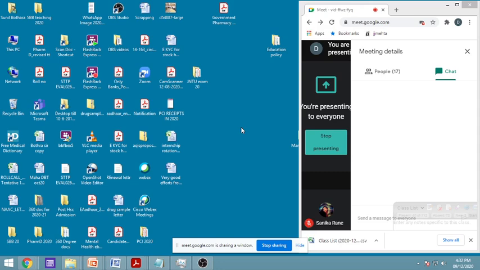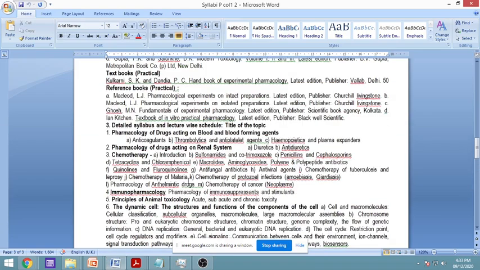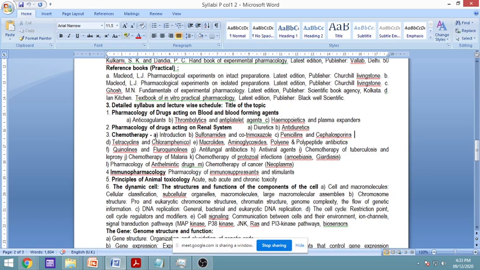After that we'll go for your topic. As I told you, compare with the syllabus, chemotherapy of various drugs. Let me go through it once fast so that I can tell you what the situation is. What we have studied from chemotherapy: we have studied the introduction, that is the basic principles of chemotherapy. We have studied sulfonamides and cotrimoxazole. We have studied penicillins and cephalosporins, tetracycline, chloramphenicol, macrolides, aminoglycosides, polyene and polypeptide antibiotics, quinolones and fluoroquinolones. We have finished them, so most of these antibiotics are over.